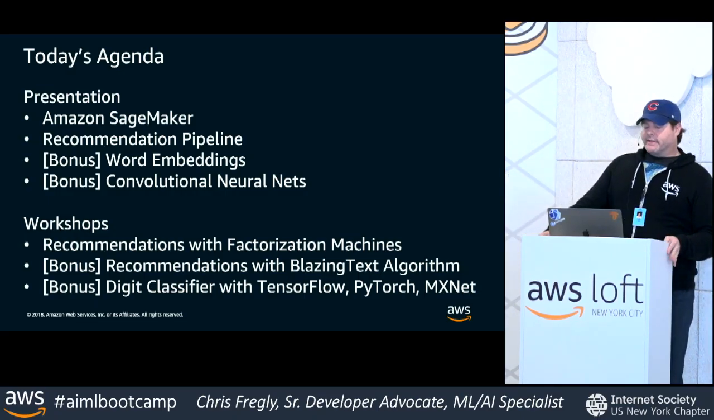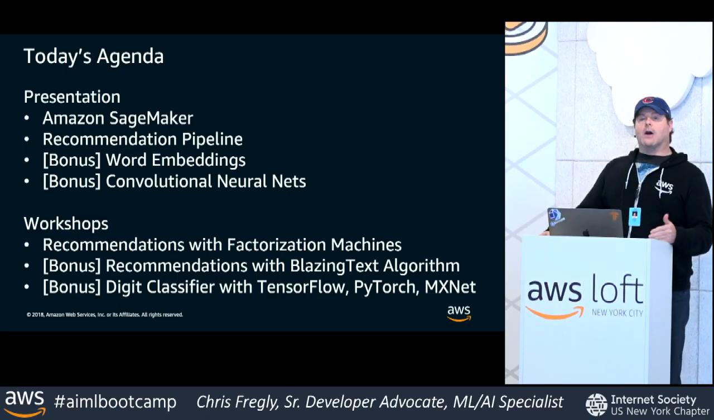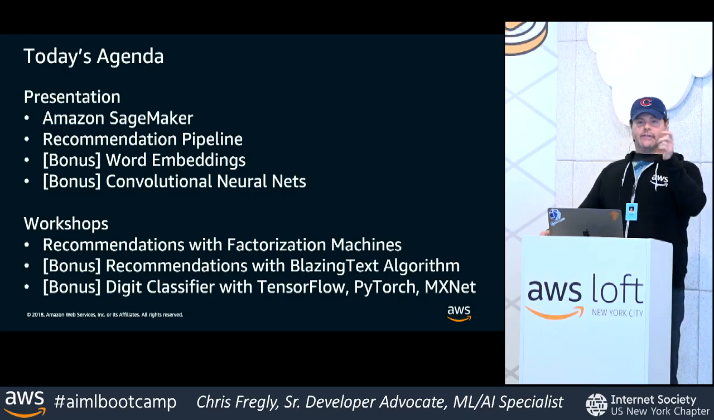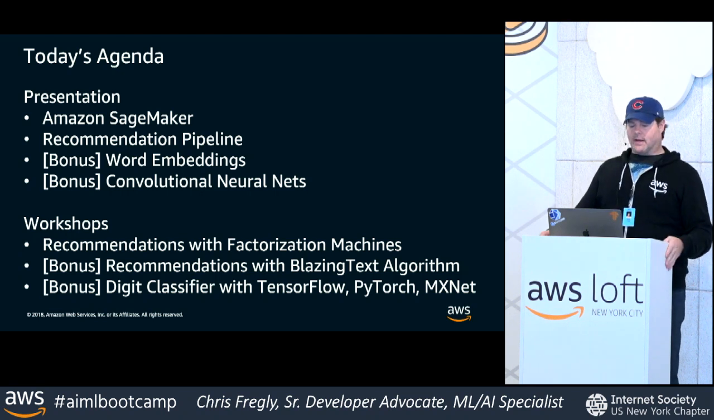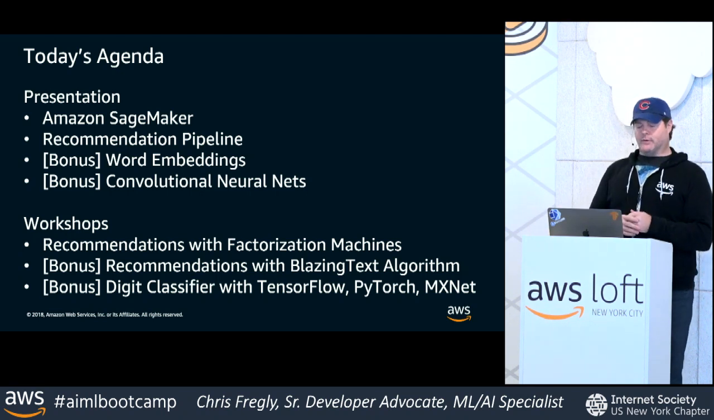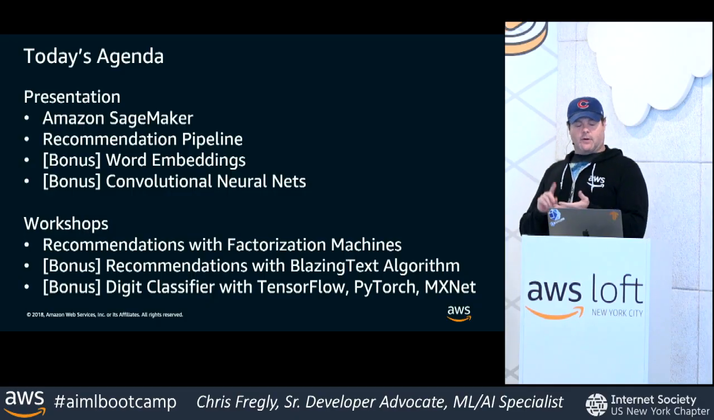The two bonus things: we'll be doing word embeddings, using something called BlazingText. That's a built-in algorithm. SageMaker has these built-in algorithms that were discussed earlier. And then we'll use convolutional neural nets to do some MNIST, which is those little handwritten digits, kind of the hello world. But I want to show you guys how to do it with SageMaker. We'll use TensorFlow, PyTorch, and MXNet as well.